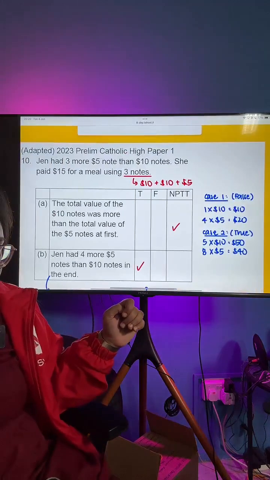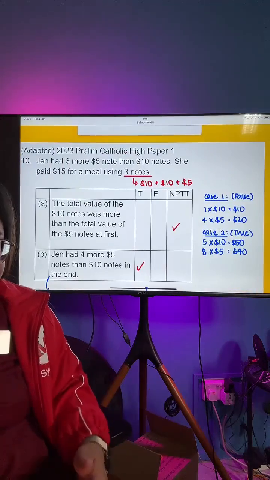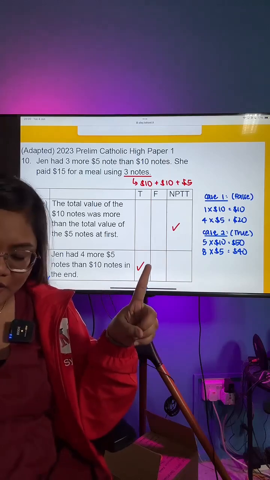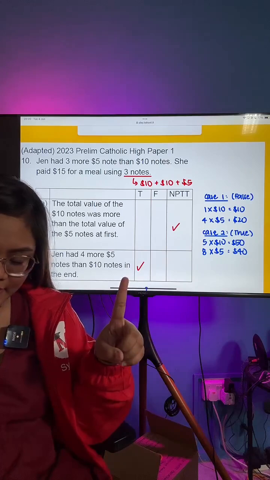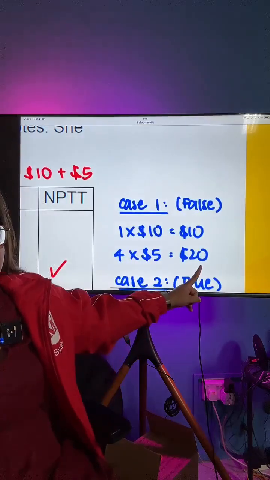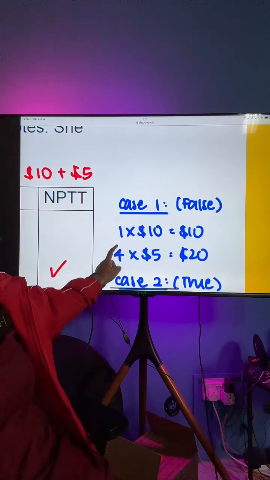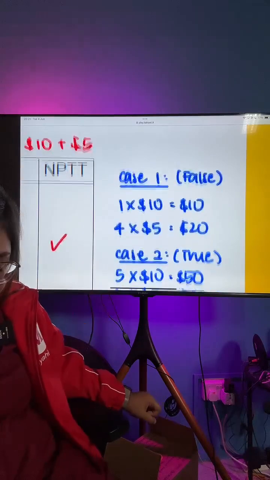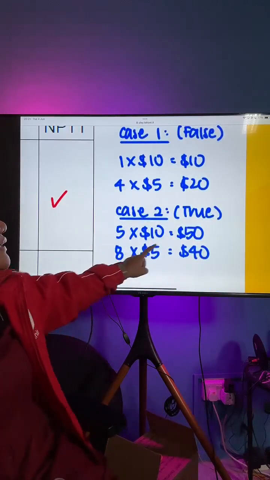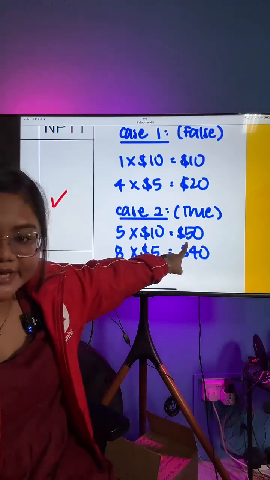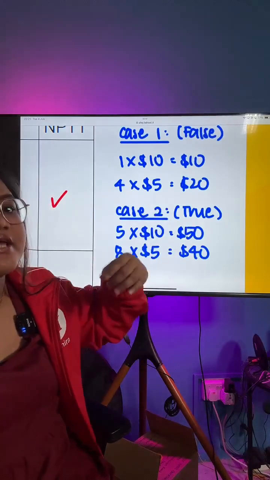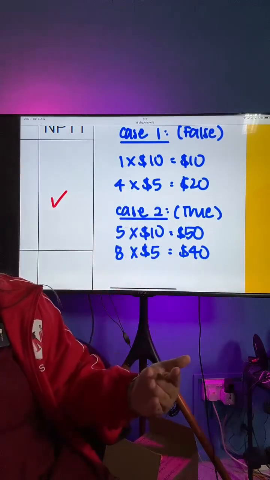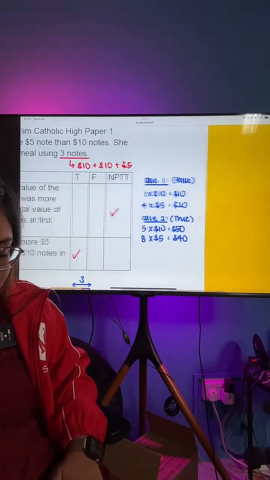For the first one, it's not possible to tell because there are 2 possibilities. I don't know how many notes there are. Maybe I have one $10 versus 4 $5. The difference is still 3, but this time round the $5 is more, with a value of $20. But if I change the numbers to 5 and 8, suddenly the $10 has a higher value. Because there is a possibility of true and a possibility of false, it will become not possible to tell.